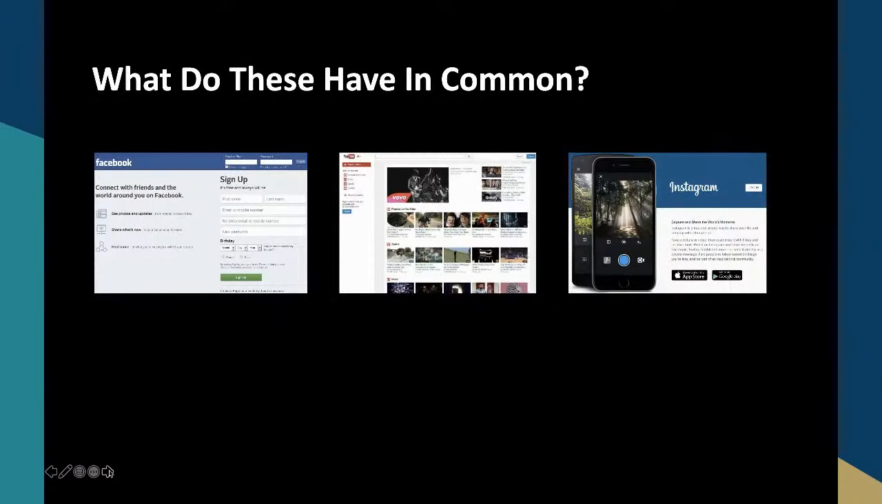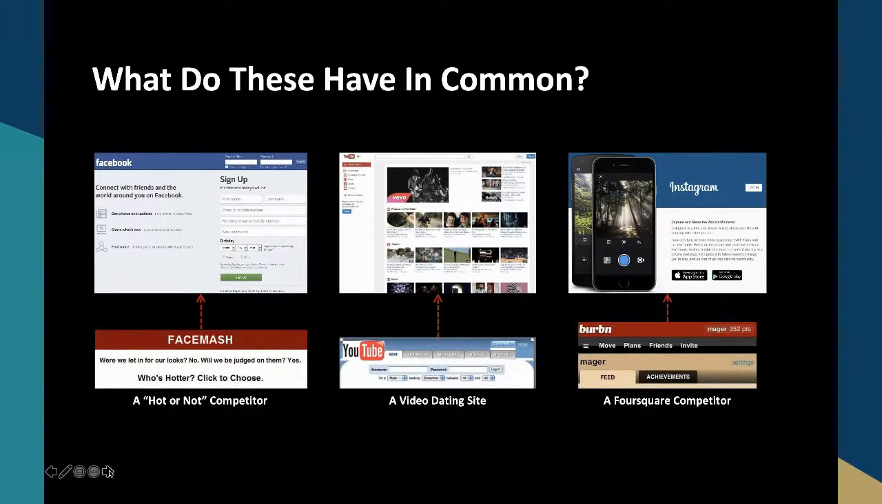So let me ask you, with these three companies, what do they have in common? Facebook, YouTube, Instagram. Well, other than they're all very, very wealthy companies right now, what do you think they have in common? Well, the fact is, every single one of these started as something completely different, right? Facebook was FaceMatch, which was a hot or not competitor. YouTube was actually a video dating site. And then Instagram actually started as Bourbon, which was a Foursquare competitor. And they all learned from their users and what they needed, and they iterated and they adjusted and they pivoted to become what they are today.